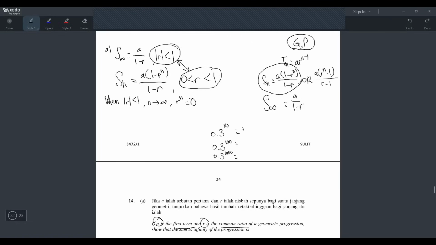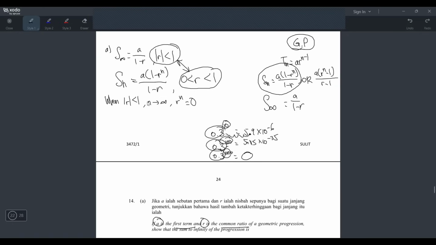Let's try using the calculator and see what I get. 0.3 power 10, you get 5.9 and so on times 10 power negative 6. Then 0.3 power 100, wow, you get 5.15 times 10 power negative 35. And 0.3 power 1000, you get 0. I think you understand, right? What does 10 power negative 6 mean? It means you have to move the decimal point 6 places to the front, and for this one 35 places. So you can see that when the base is 0 point something and you increase the power, the answer will approach 0.